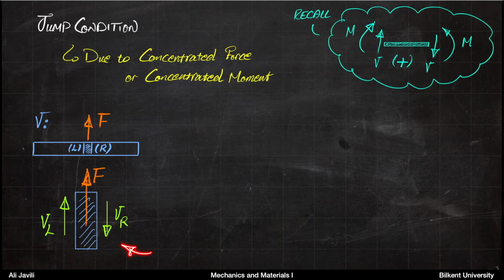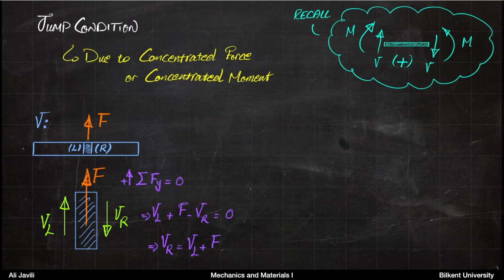Okay, once you have this picture, you can write equilibrium for that. You can look at it as if it's a free body diagram of a system, and then you write the equilibrium of forces in the y direction. Assuming that upward is plus, then you would have plus VL plus F minus VR equals 0, which in turn tells you that VR equals VL plus F. In other words, the shear force on the right hand side is equal to the shear force on the left hand side plus the force F.